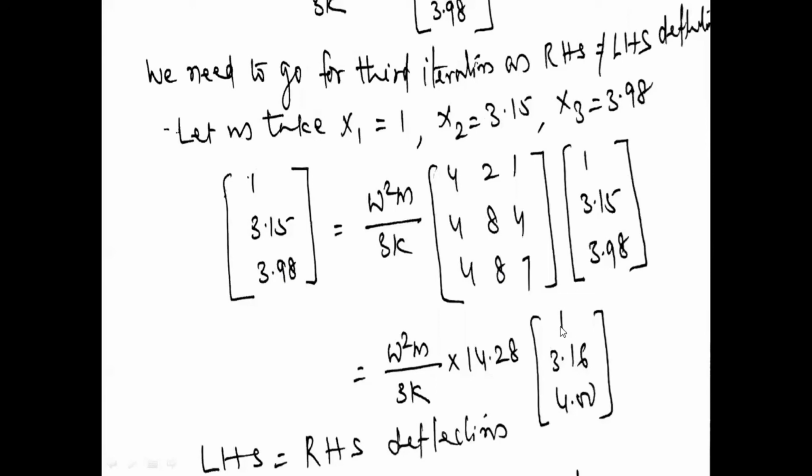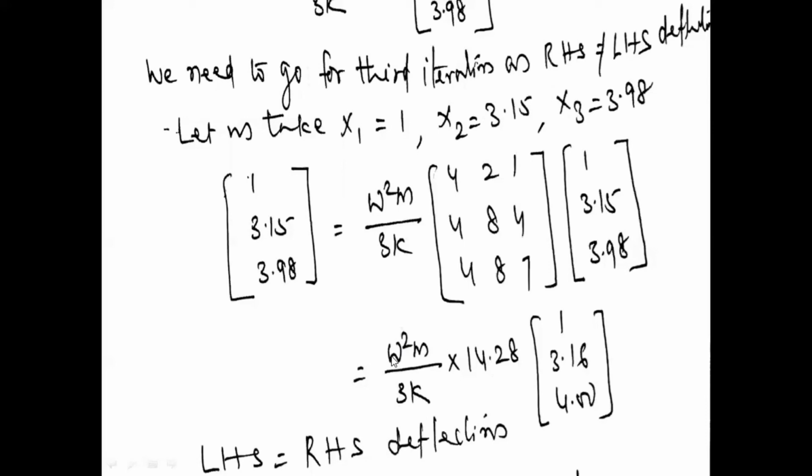Now you try to match the value of x1 with x1, x2 with x2, and x3 with x3, which are approximately matching, meaning they are very close to each other. So it means that we have the values x1 equal to 1, x2 equal to 3.15, and x3 equal to 3.98 representing the mode shape at this natural frequency.